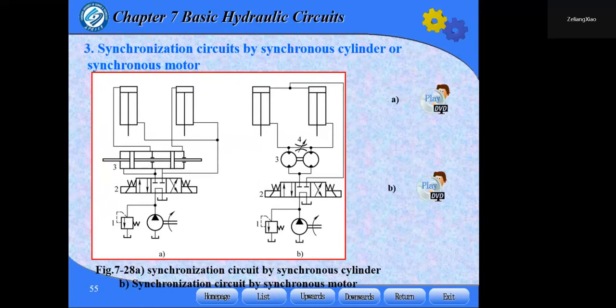This is similar to figure 8, but the frequency is shown in the figure. Straddle valve 2 is used to eliminate the error between the two cylinders when they move to the end. This kind of circuit has the advantage of high synchronous motion precision and efficiency, but it also has the disadvantages of requiring special elements, complexity, and high cost.